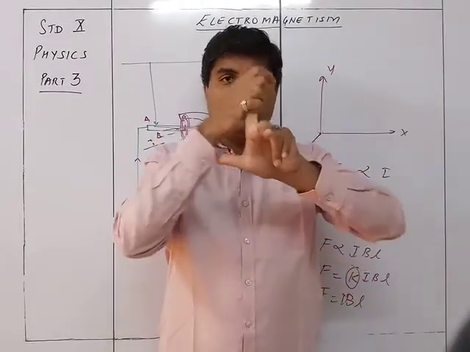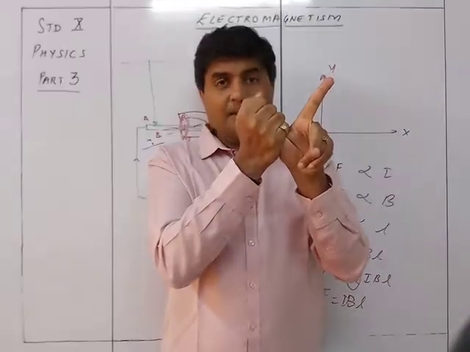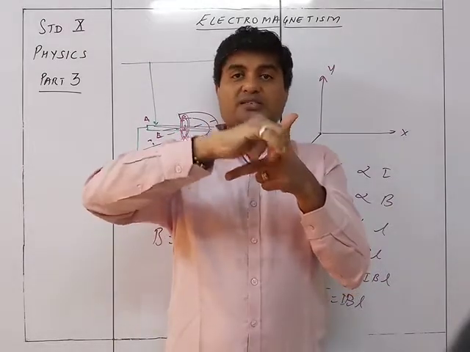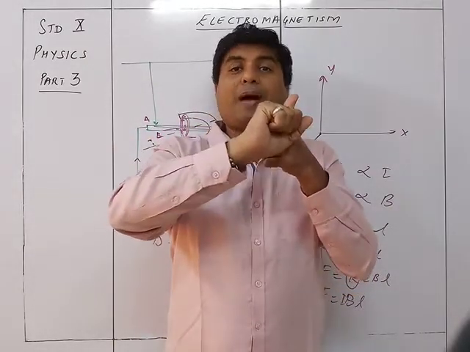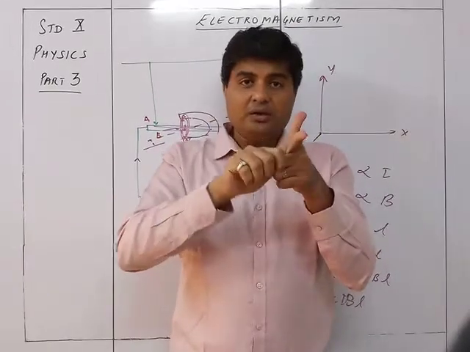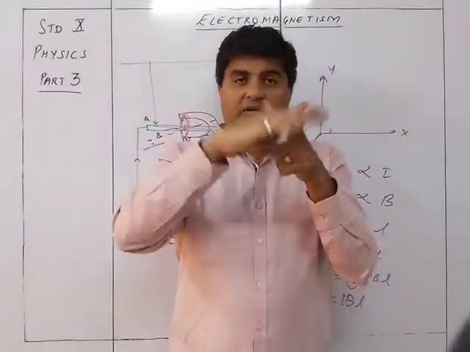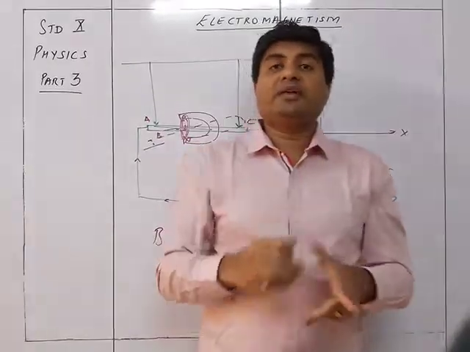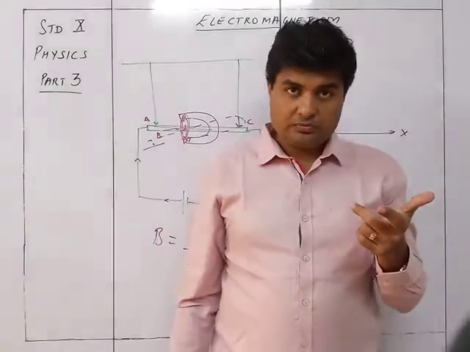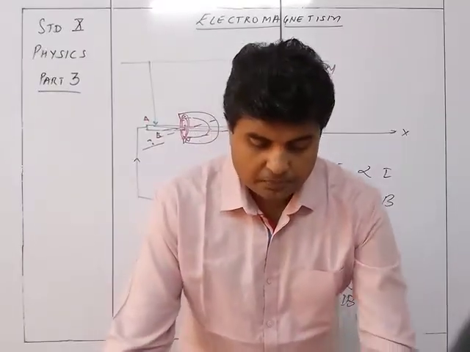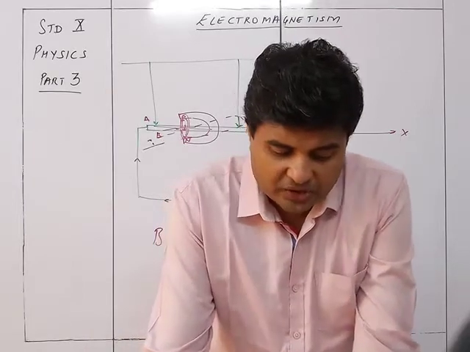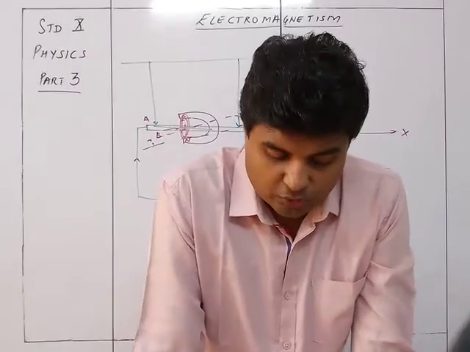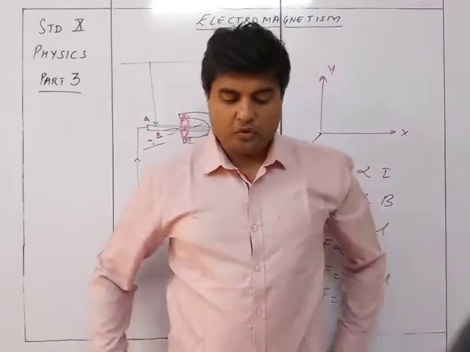What did I tell you? Father, mother, child. Father is nothing but the force. Mother is nothing but the magnetic field. The child is the current. So father, mother, child. Direction of the magnetic field, direction of the current, and the thumb will give the direction of the force. Okay. That's what they have given you in the figure also. The central finger is the current, the forefinger is the magnetic field, and the thumb is the motion.